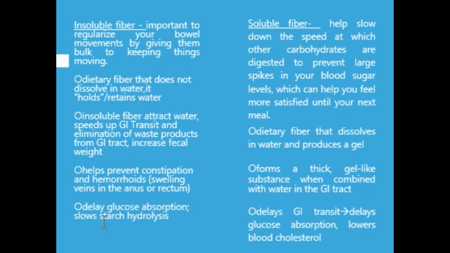So insoluble fiber also delays glucose absorption and slows starch hydrolysis, which is very good for diabetic patients or people who want to maintain their normal blood glucose. Okay, what about soluble fiber? Soluble means it can be dissolved in water. So fiber that can be dissolved in water is known as soluble fiber. It helps slow down the speed at which other carbohydrates are digested to prevent large spikes in your blood sugar level. It also can help you feel more satisfied until your next meal.